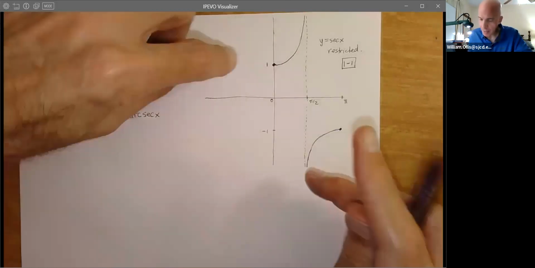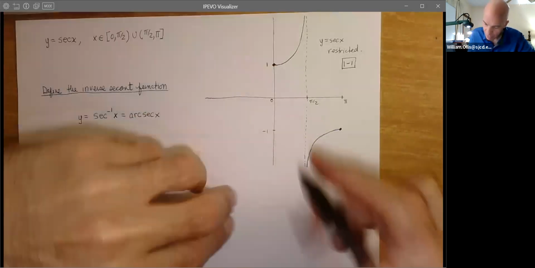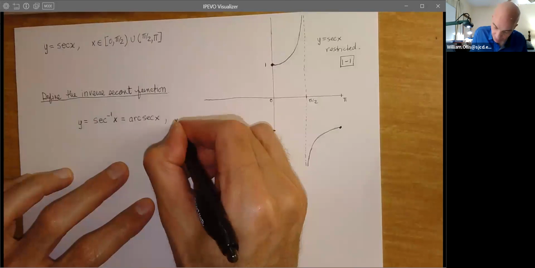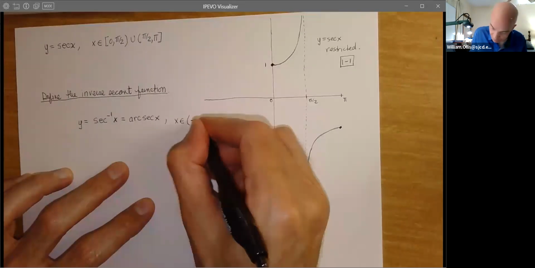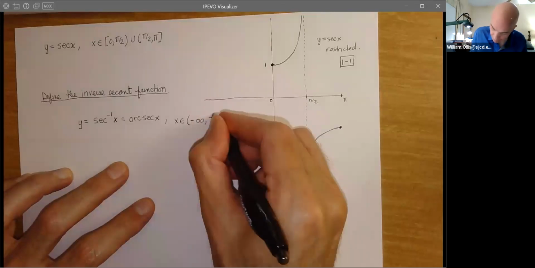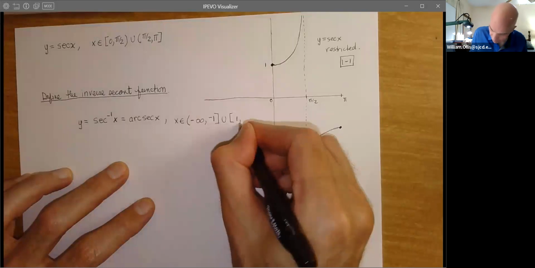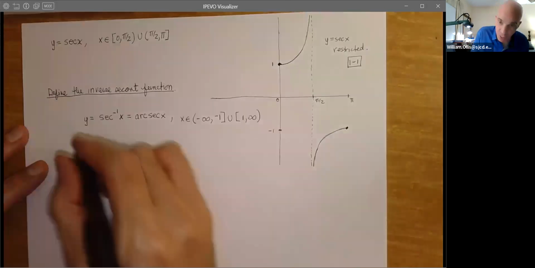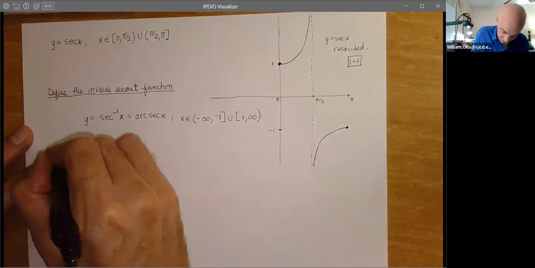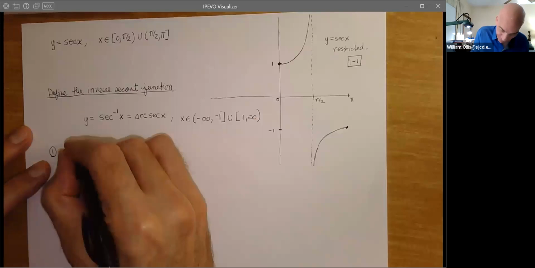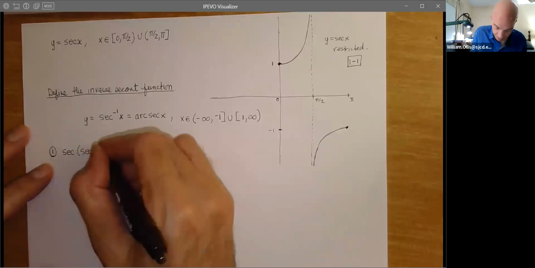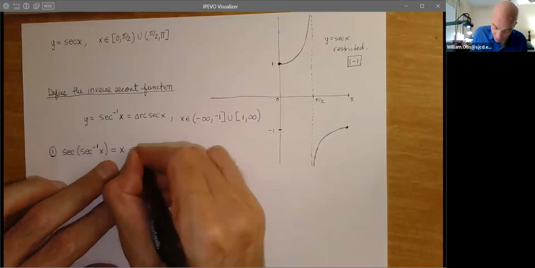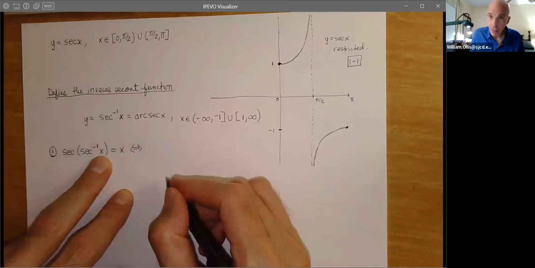Now, if you look here, you're seeing that the new domain becomes what? Let's kind of mark that off. Negative infinity to negative one, one to infinity. So here, x lives here. So that's the new domain. So again, the domain and range flip. And then the reciprocal, or the actual inverse equations, we'll do secant of inverse secant of x equals x, if and only if we respect the domain of the inverse secant.